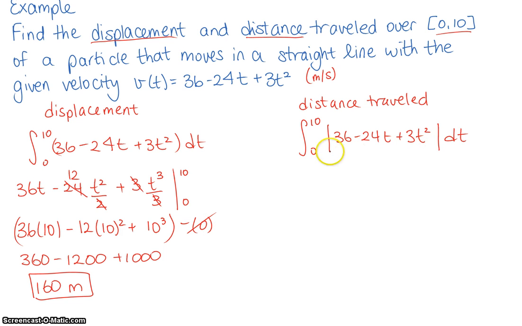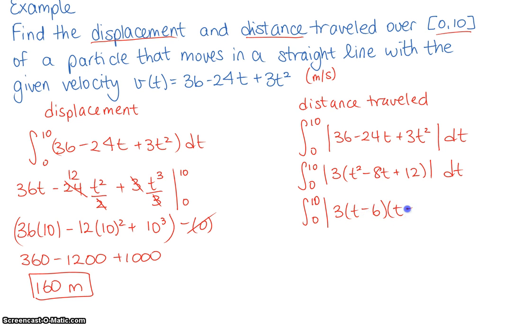So here we need to look at this one a little bit more in detail in terms of how we can figure out the absolute value of this. So if we actually look at the function itself and we factor it, so the integral from 0 to 10, and we're going to take the absolute value, we can factor out a 3, and we have t squared minus 8t plus 12 dt. The absolute value of 3, and we factor this, we get t minus 6 and t minus 2.